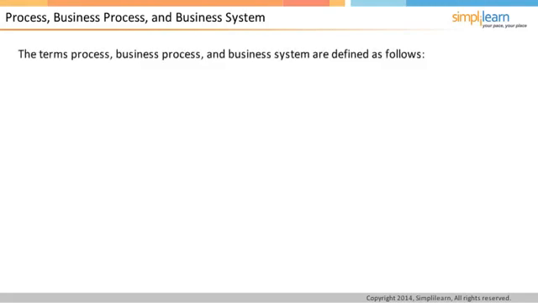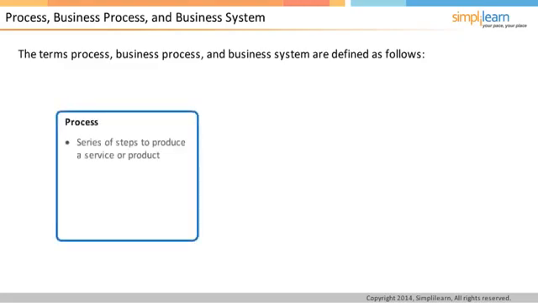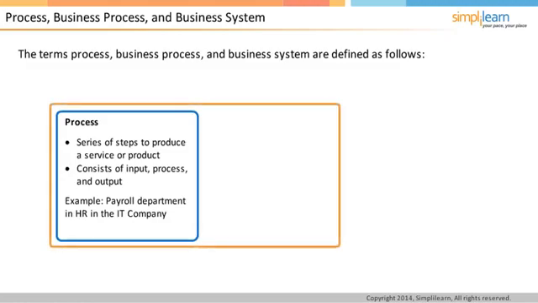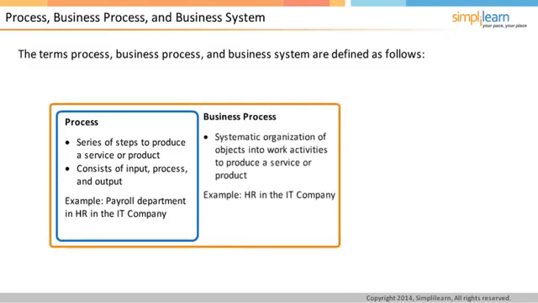Let us understand process, business process, and business system in this screen. A process is a series of steps designed to produce a product or service to meet the requirement of a customer. A process mainly consists of three elements: input, process, and output. A business process is a systematic organization of objects, such as people, machinery, and materials, into work activities designed to produce a required product or service.